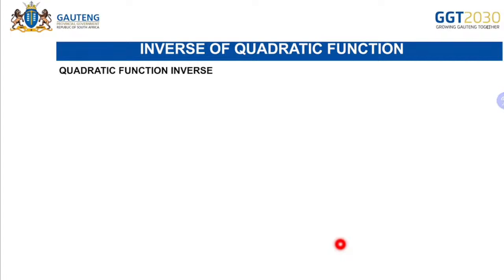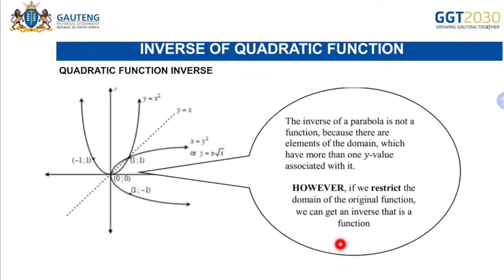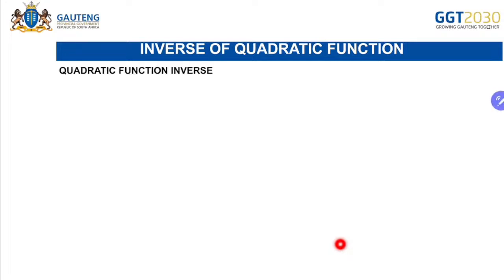We mentioned that a quadratic function is a many-to-one function. Therefore, its inverse will not be a function. Hence, we need to restrict the domain so that we have a function. Let's look at this one.